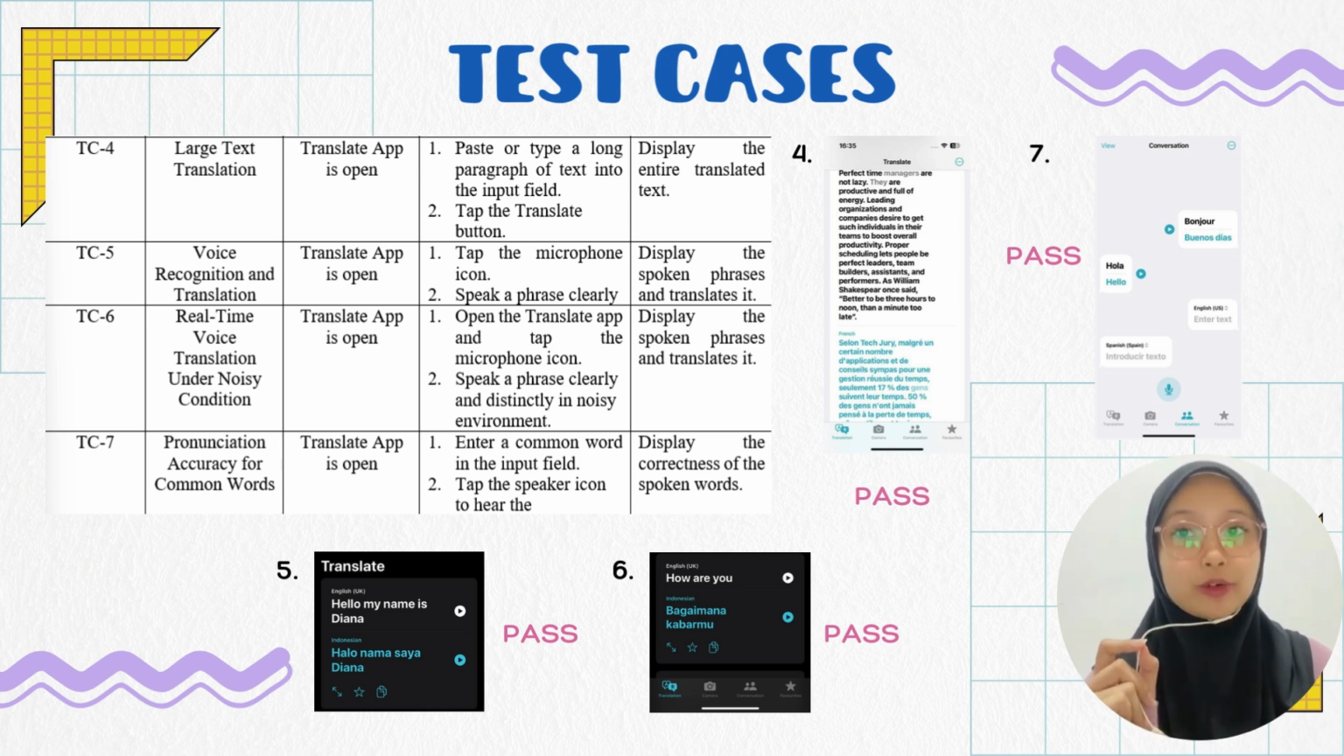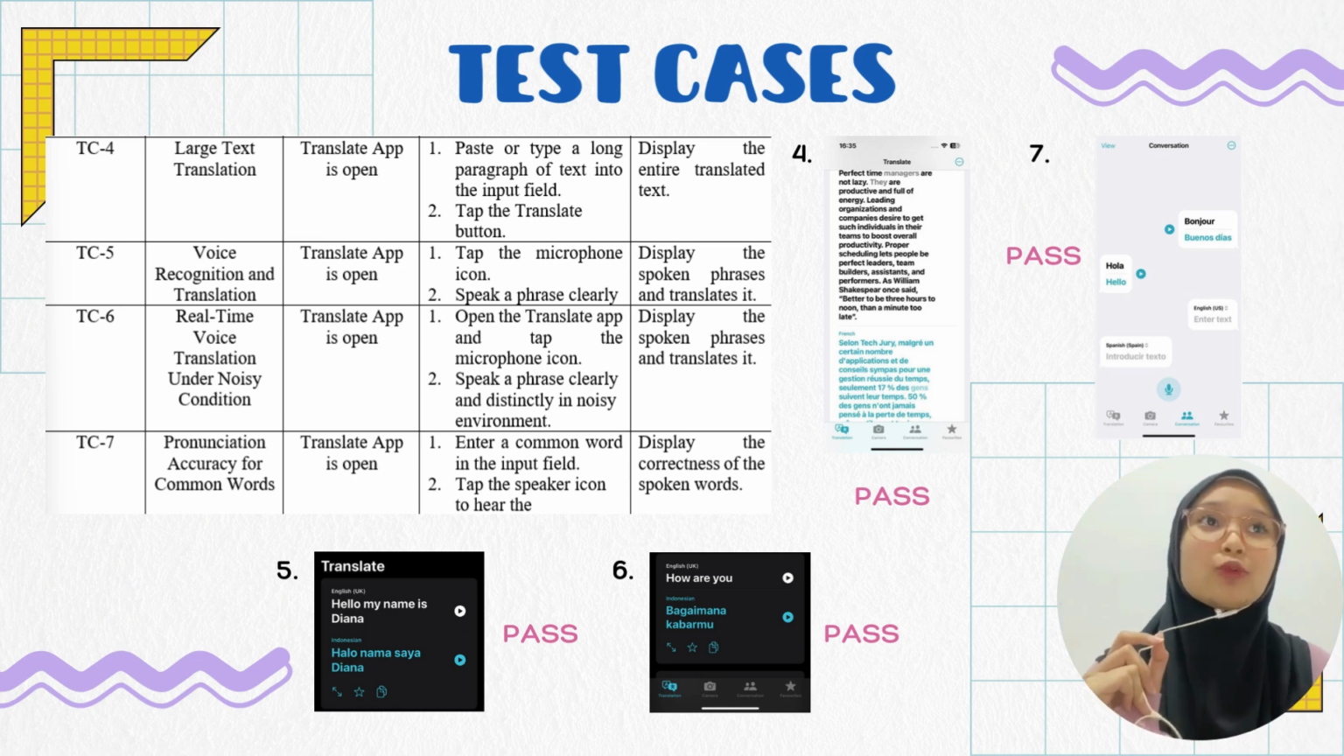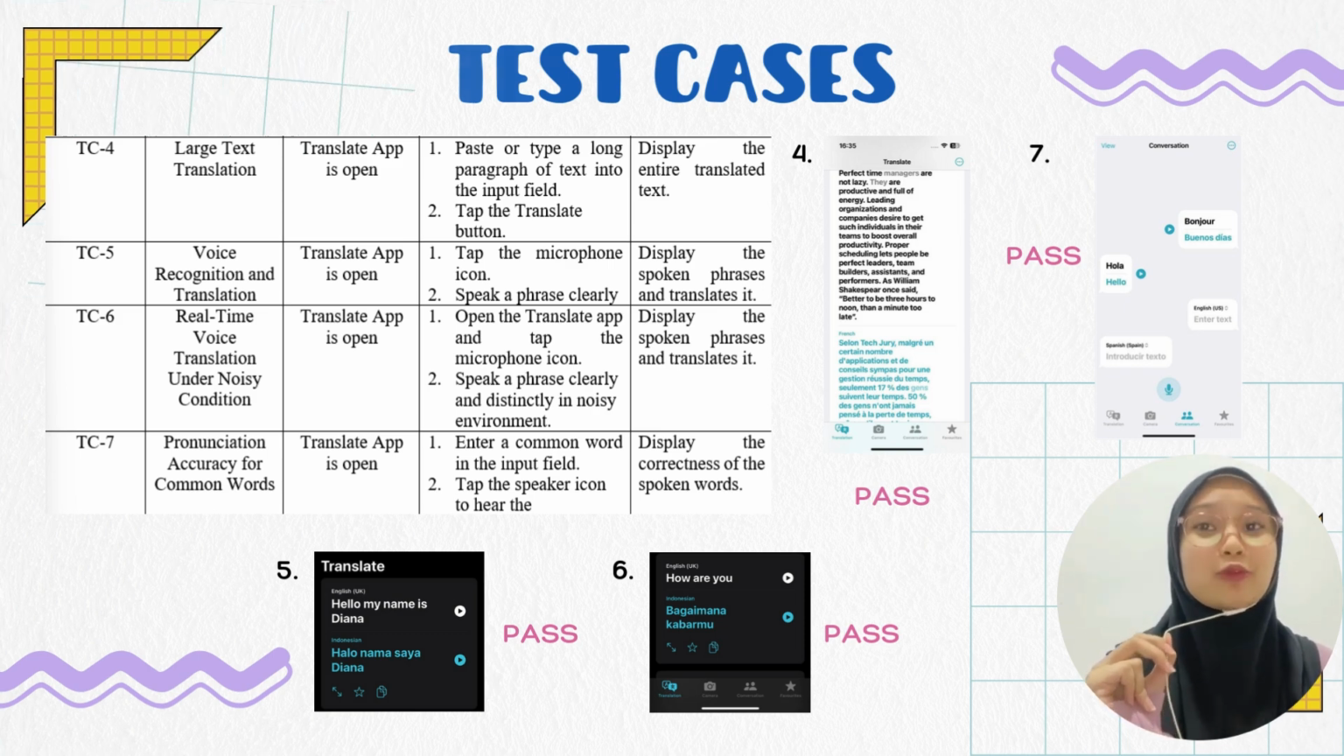So let's take a look at one point, which is number 4. We are looking for the large text translation. At this point, the text that we are using for translation will display like what we wanted. And number 5 is voice recognition and translation. In this app, even though we are using our voices, it can still detect our voice and translate what we wanted, maybe in Chinese or Indian. Everything is using the translate. And number 6 is real-time voice under noisy, and this one also passes like what we wanted.